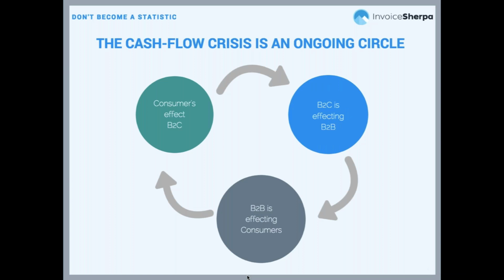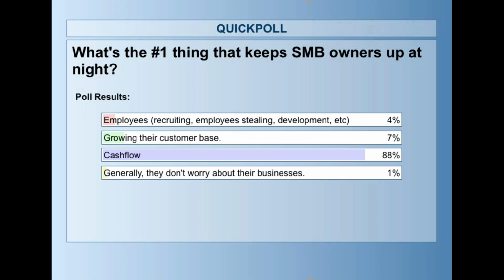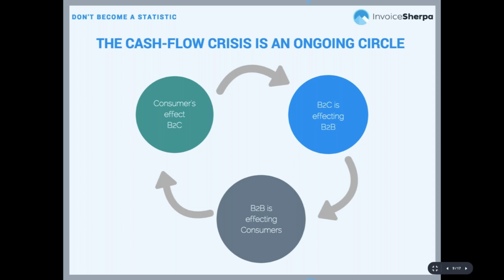Cash flow is a generic term that everybody uses very loosely. Even 88% of you answered that cash flow is one thing you worry about. But cash flow is a term that means different things to different people. DSO is a term that means the same thing to every single person, which is an actual measurement of cash flow. It's how quickly you get paid, how quickly money comes in from the credit sales.